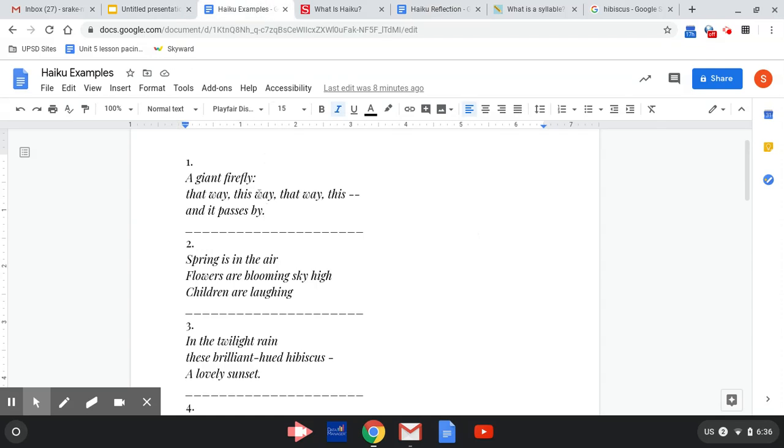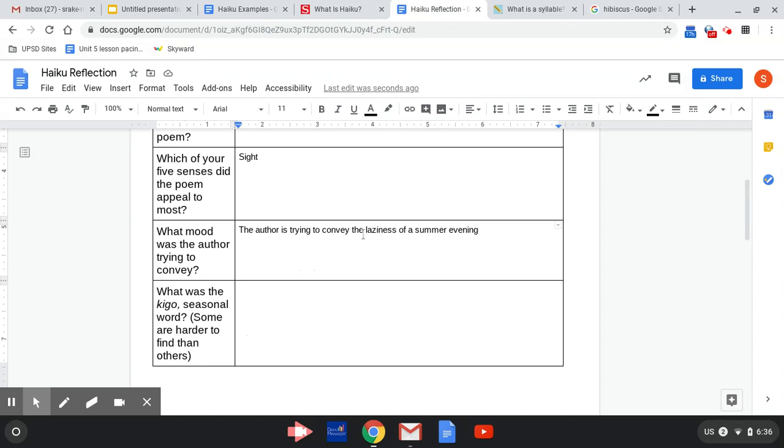Because when I read this and I think about this firefly, I just imagine somebody sitting there, maybe on their porch, just watching the evening, and a giant firefly just going this way, then that way, and this way, and then it's gone, and then the evening continues. So I'm going to say that he's trying to convey the laziness of a summer evening. And here I should have restated the question and the answer. The poet appeals most to sight. Or not the poet, the poem.